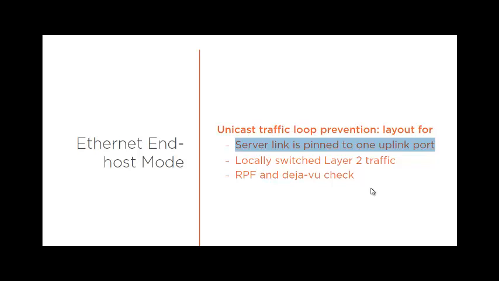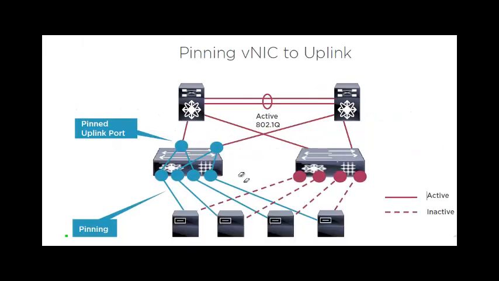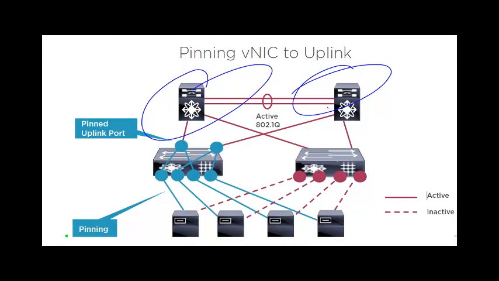Not only that, there is local switching for layer 2 traffic. For layer 2 traffic, the traffic need not go to the upstream northbound devices. If a server from here wants to talk to a server here, it is locally switched.